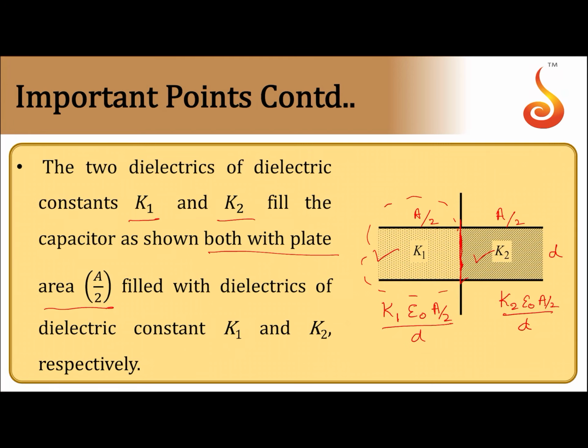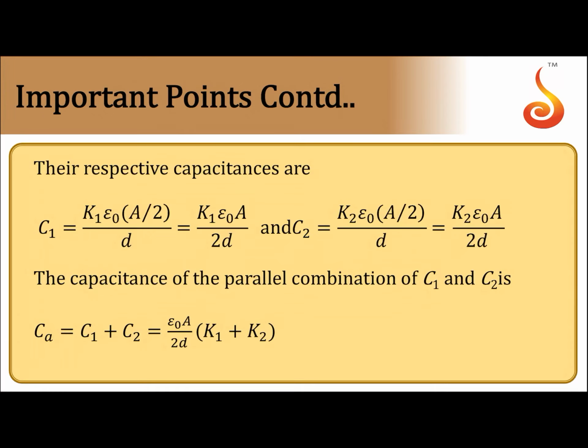Now cut it here and join them. So when you join them like this, positive is connected to positive, negative is connected to negative. So it results in a parallel combination of these two. So C1 is K1 epsilon naught A by 2D. Similarly, C2 will be K2 epsilon naught A by 2D.